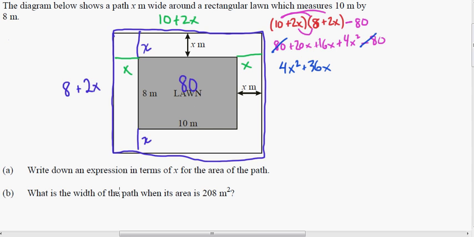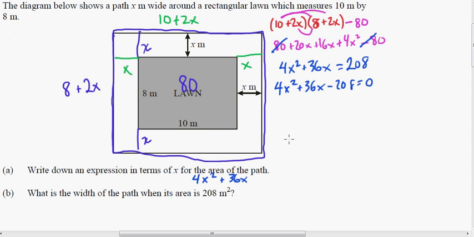Now it says, what is the width of the path when the area is 208 meters squared? No problem. We'll just make this equal to 208. So our first answer here is 4x squared plus 36x. They'll give you space to write your answers, but I don't have room on these videos. To solve any quadratic, just make it equal to 0. So we'll go 4x squared plus 36x minus 208 equals 0.